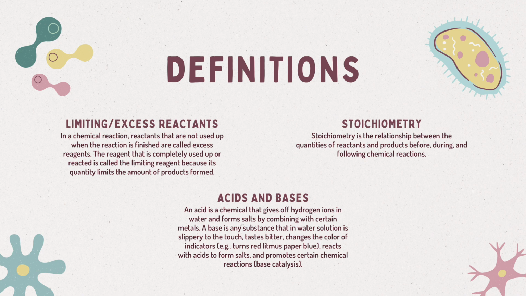Stoichiometry is the relationship between quantities of reactants and products before, during, and after chemical reactions. An acid is a chemical that gives off hydrogen ions in water and forms salts by combining with certain metals. A base is any substance in a water solution that is slippery to the touch, tastes bitter, changes the color of indicators, reacts with acids to form salts, and promotes certain chemical reactions.